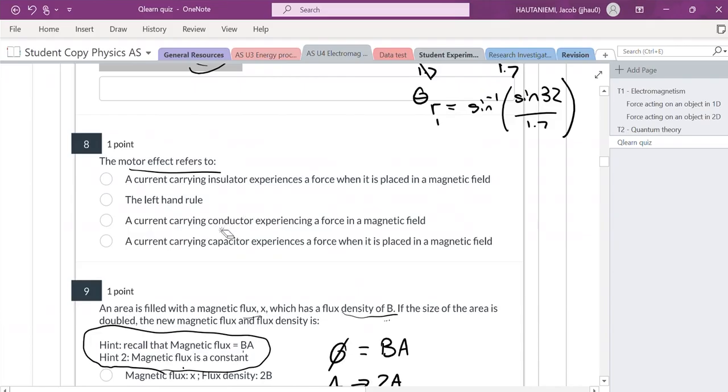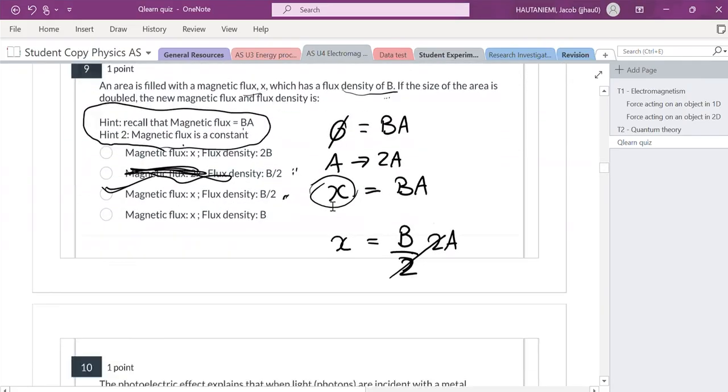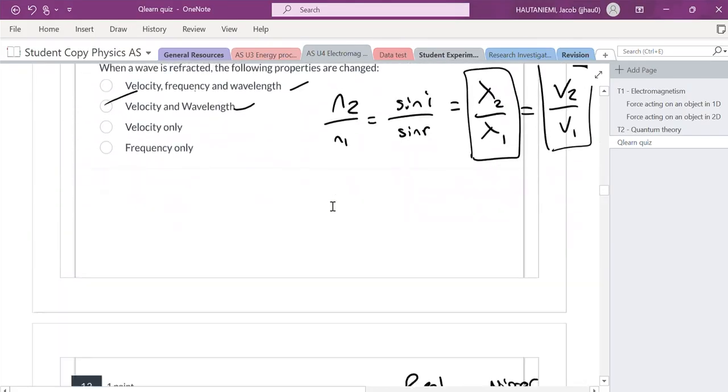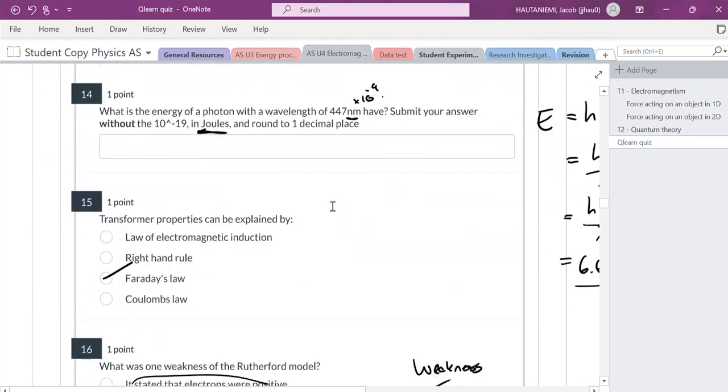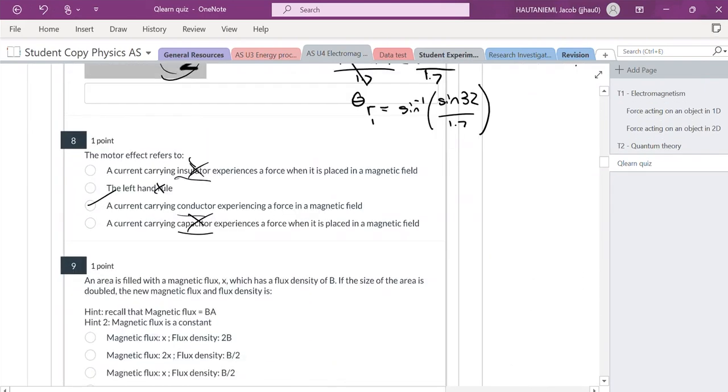Although that would be, I suppose, our law, that a current carrying conductor experiences a force in a magnetic field. That's one of our laws. The motor effect refers to the left-hand rule. It's just a reference, one way that we can think about it. So that's a correction on that one, not the law, but the use of the word refer to. But that's a different part of circuitry.